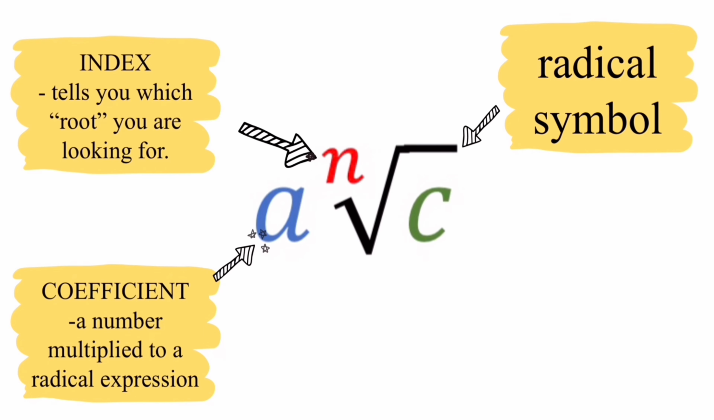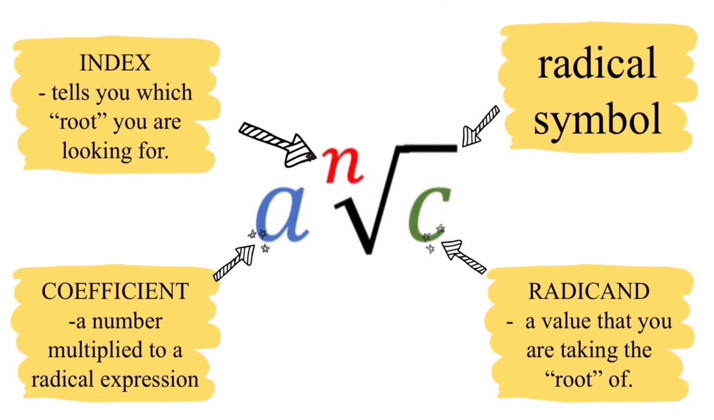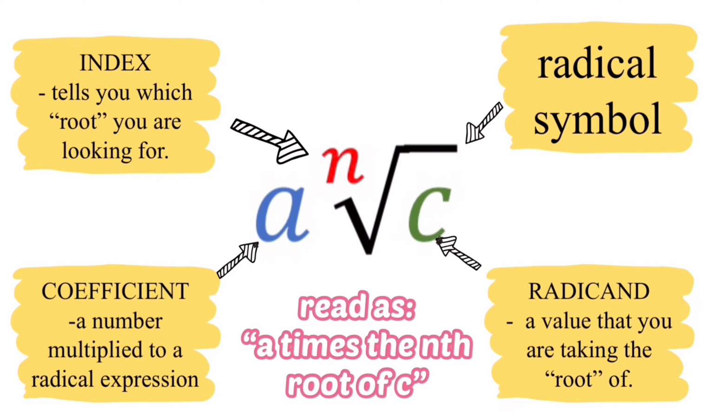And the letter N here is called the index. This tells you which root you're looking for. Please remember that if the value of the index is not written in there, it means that the invisible number is 2. We also have a letter C, and this letter C is named as the radicand. A radicand is the value that you are taking the root of. So this expression that we have here is read as A times the nth root of C.